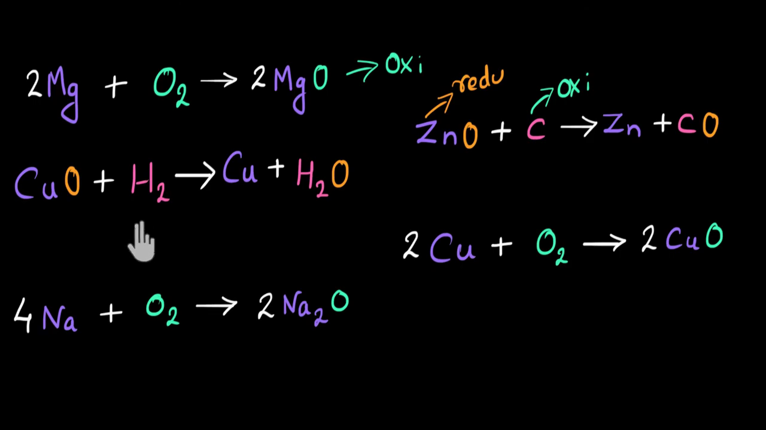Now let's come back to the third reaction. Over here we see copper oxide is reacting with hydrogen to give us copper and water. So if I focus on copper, before the reaction it was combined with oxygen. But after the reaction, it has lost its oxygen. That means oxygen is being lost by copper. So over here I will say that copper is going through a reduction reaction.